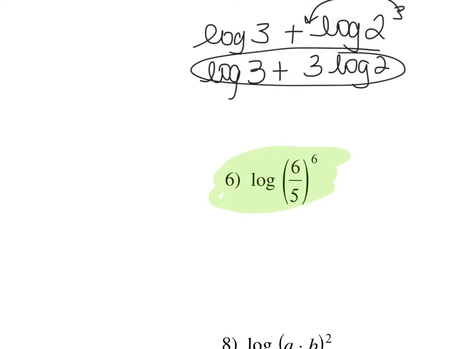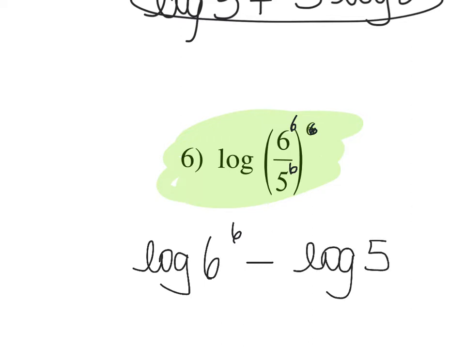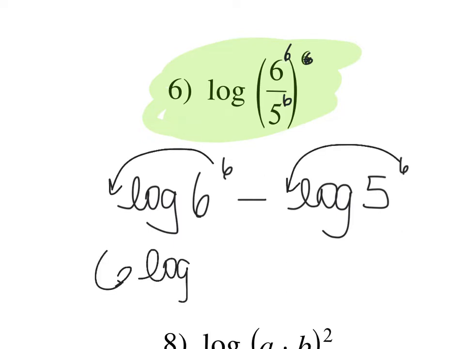All right, what do you see here? Division. Okay, you can look at this two ways. You could bring that 6 out in front of the whole thing, or that 6 really goes to what? It goes to both. It goes to the 6 here, and it goes to the 5. So you could rewrite this as log 6 to the 6th minus log 5 to the 6th, right? And then I have one more step. What do I have to do? Put the exponent. Good. Exponents become coefficients. So it would be 6 log 6 minus 6 log 5.